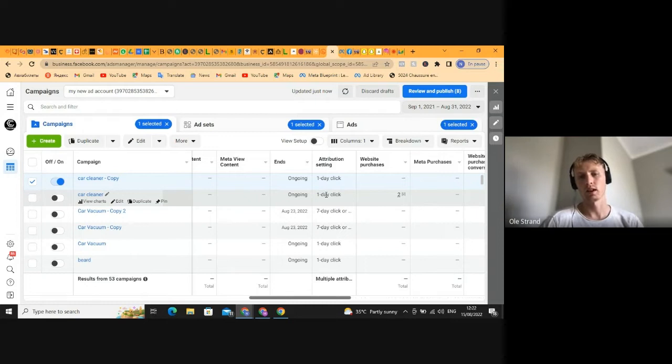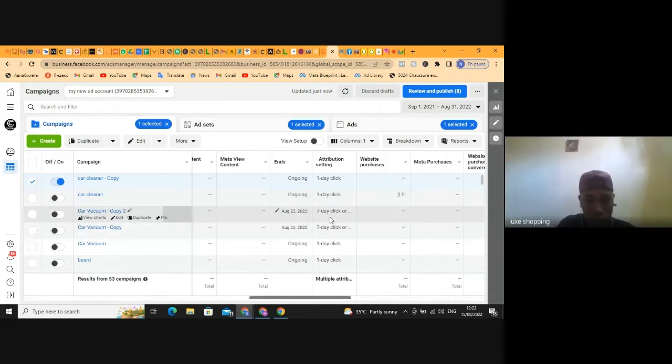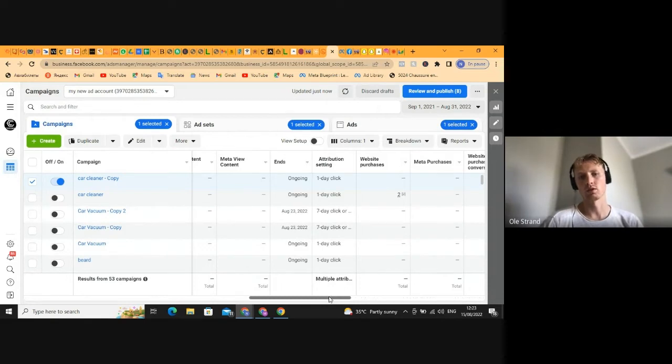So that you use it for your campaign below. You see 7 day click or 1 day view. That's the one you should use for all campaigns, because then you can compare the results and it's a similar attribution setting. The attribution setting just says that if someone clicks on it within 7 days or views it within 1 day and purchases, then that campaign will get the results.